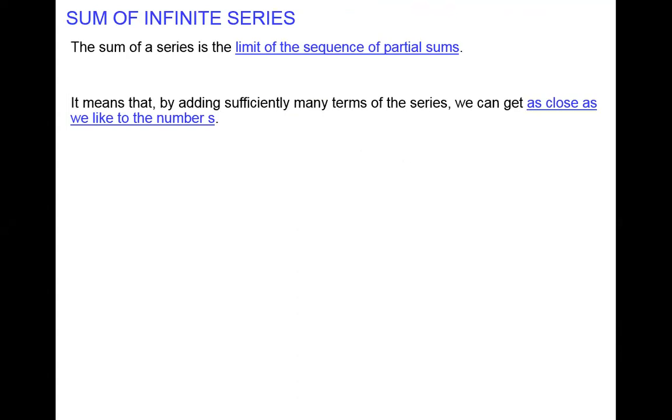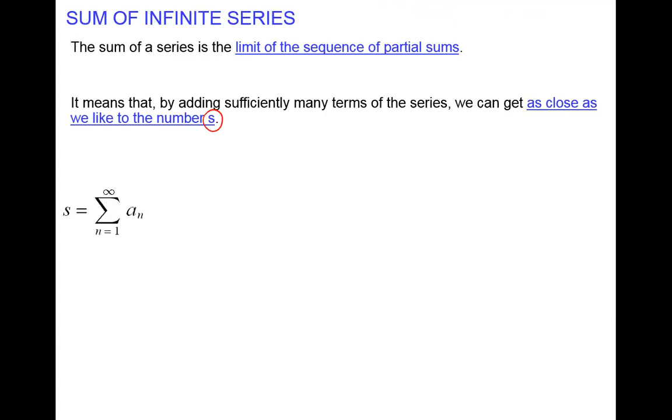That means this is the explanation. The sum of the series is the limit of the sequence of the partial sums. And this means that by adding sufficiently many terms of the series, we get as close as we like to the number S. We are approaching it. The series is convergent to S. Really, really close. That's the reason that we're saying for the infinite series, the sum is S.